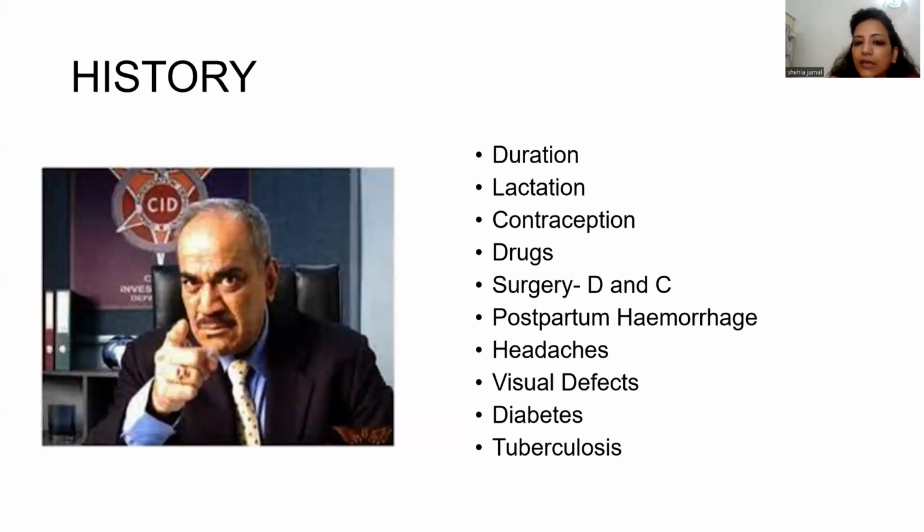amenorrhea. History of headaches and visual defects will give you a clue to microadenoma or macroadenoma of the pituitary, where excessive prolactin levels are there and the patient lands in secondary amenorrhea. Then, of course, diabetes and tuberculosis and any other infiltrating diseases, systemic illnesses should always be ruled out.